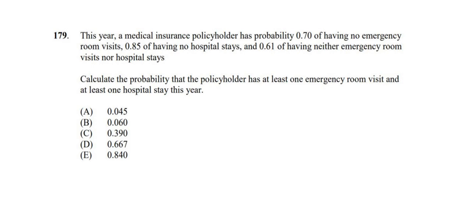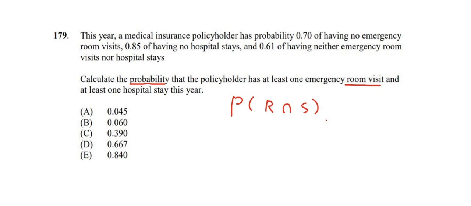So for this probability, we want to find that the policyholder has at least one emergency room visit and at least one hospital stay. Okay, so here we want to find the probability of A and B, let's say room visit and stay. We want to find this.